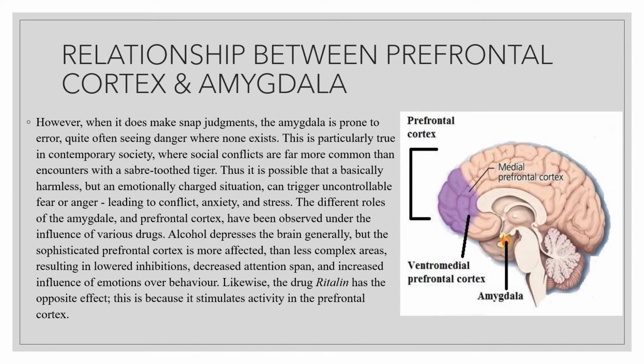The different roles of the amygdala and prefrontal cortex have been observed under the influence of various drugs. Alcohol depresses the brain generally, but the sophisticated prefrontal cortex is more affected than less complex areas, resulting in lowered inhibitions, decreased attention span, and increased influence of emotions over behavior. Likewise, the drug Ritalin has the opposite effect, because it stimulates activity in the prefrontal cortex.